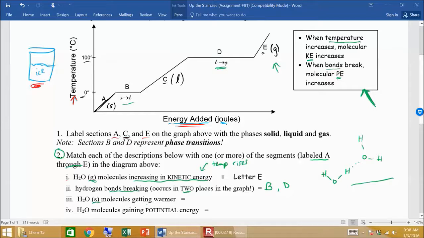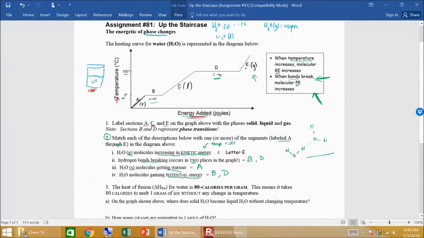Where are solid molecules getting warmer? That's clearly A, where the temperature is rising. And gaining potential energy is whenever the bonds break, so that is in B and also in D. Bonds breaking increase the potential energy.